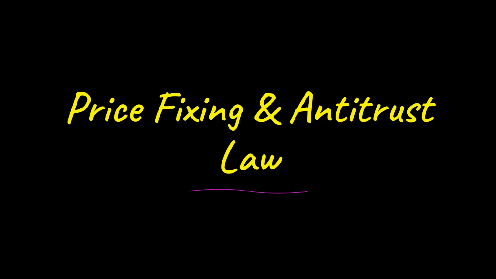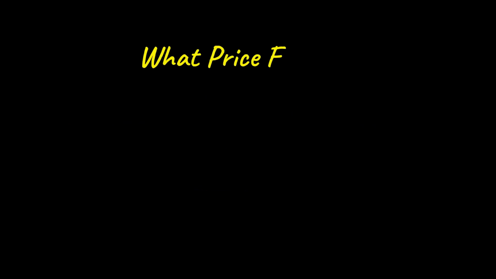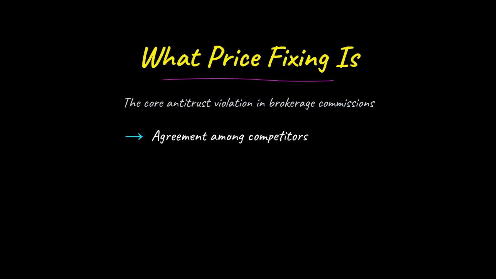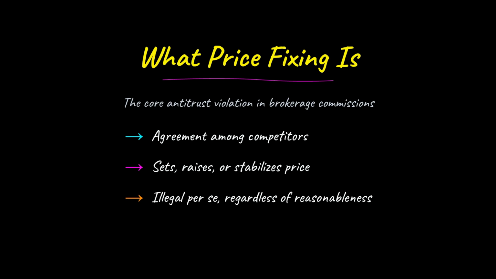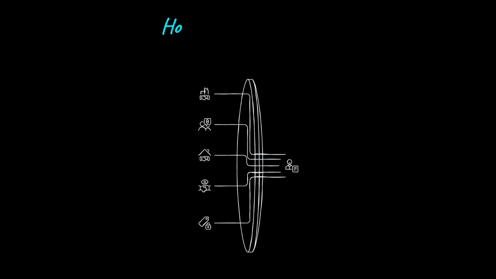Understanding why commission price fixing is a federal antitrust violation, not a housing law issue. Antitrust law prohibits agreements that unreasonably restrain competition, and price fixing is its clearest target, an agreement among competing firms to set, raise, or stabilize prices. When brokerages secretly agree to charge the same commission rate, they replace independent pricing with a cartel, and that agreement is illegal in itself, regardless of whether the price was reasonable.